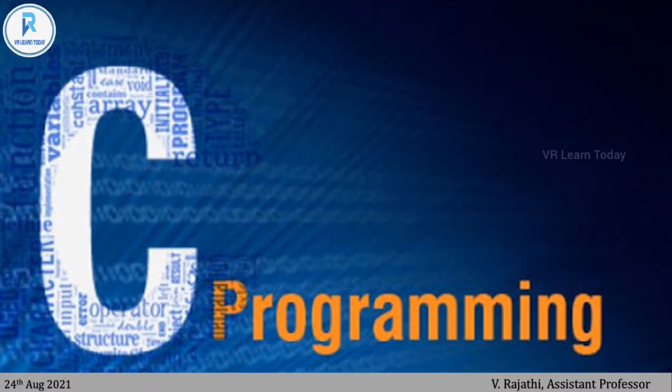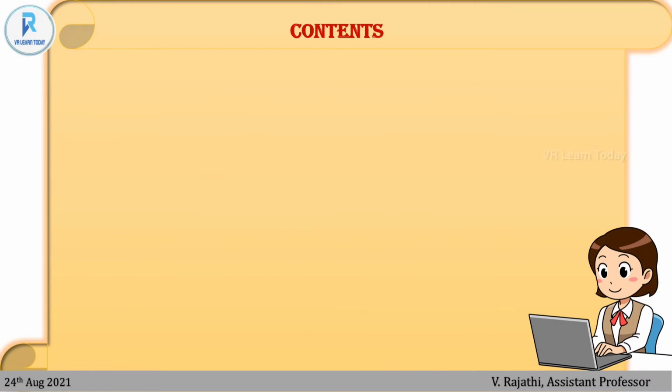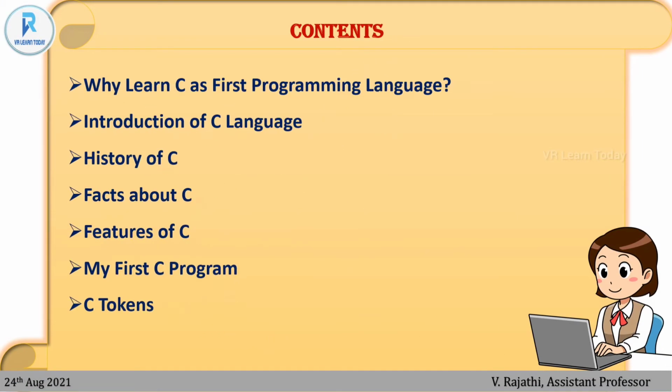So today we are discussing C programming. These are the contents we are going to see in today's class. First, why learn C as a first programming language, and then introduction of C language, history of C, facts about C, features of C, my first C program, and then C tokens. So these are the topics we are going to cover today.